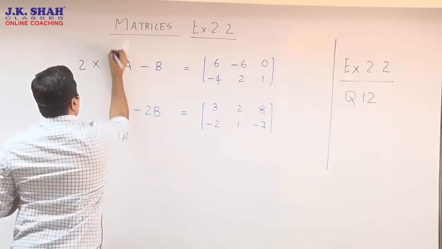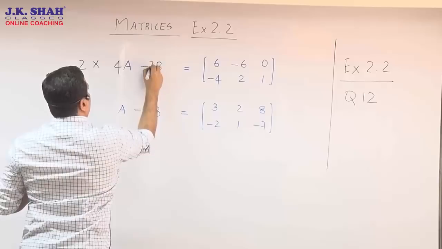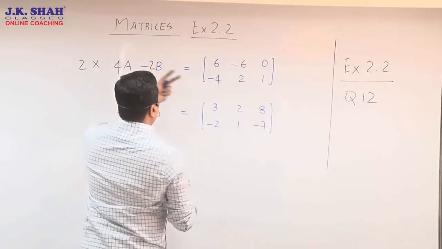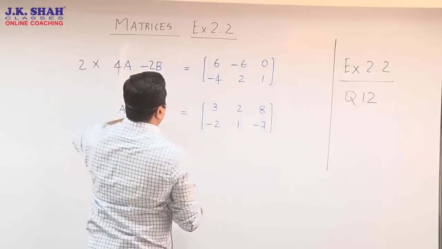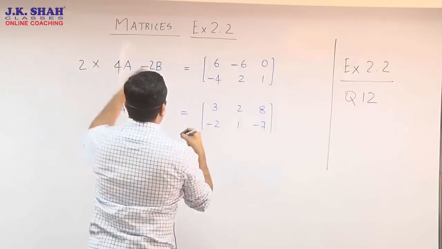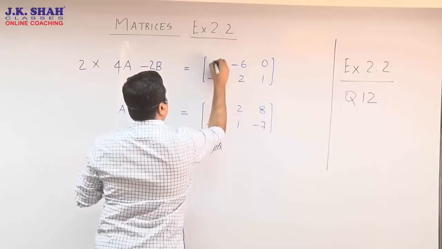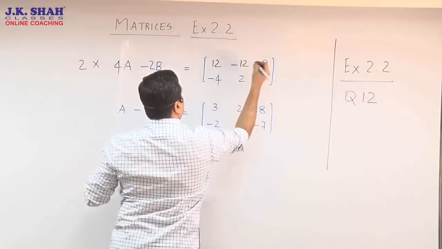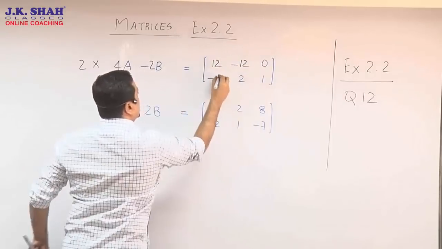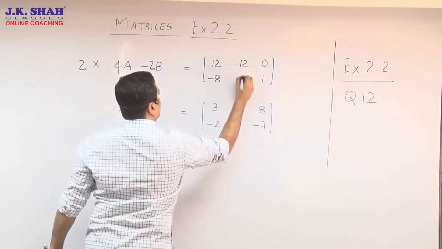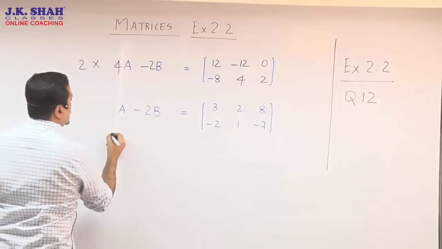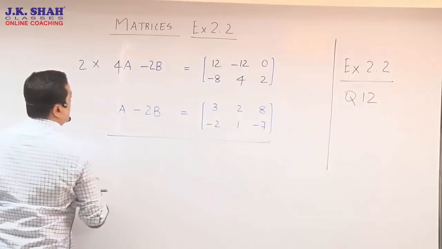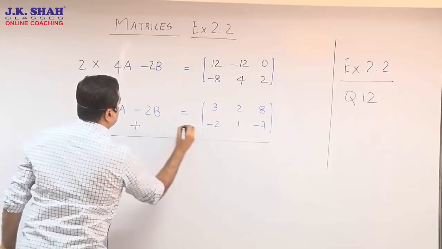So it's going to be 4A, 2B. Remember, when you multiply the matrix equation by 2, all the things in that equation need to be multiplied by 2. That means even the matrix has to be multiplied by 2. So it's 12, minus 12, 0, minus 8, multiplying by 2, 4 and 2. Now, as usual, we go for subtraction. So there is a sign change over here.